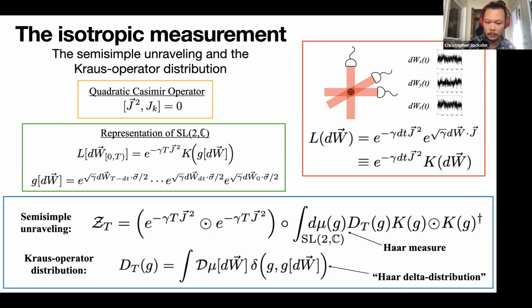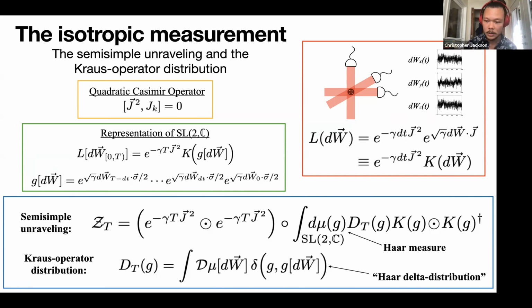Okay, so this is what Carl and I call the semi-simple unraveling. It is this expression of the superoperator for an isotropic measurement as a sum over Krauss operators that are now enumerated by elements of this group SL2C. Again, the Krauss operators in this ensemble are distributed in the shape of a manifold homeomorphic to SL2C.